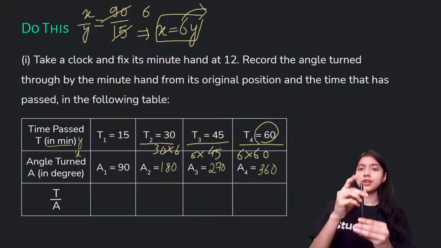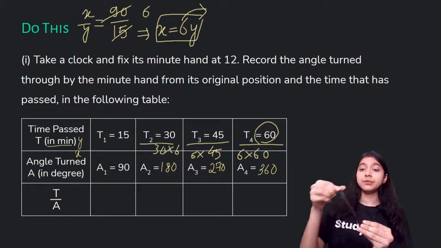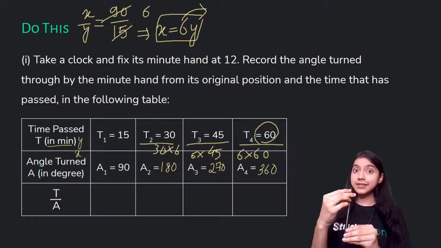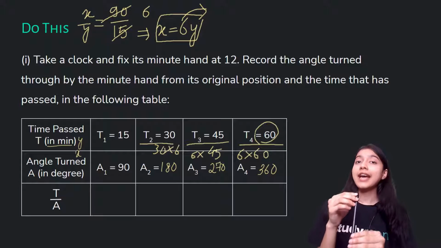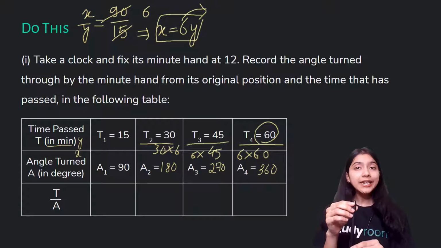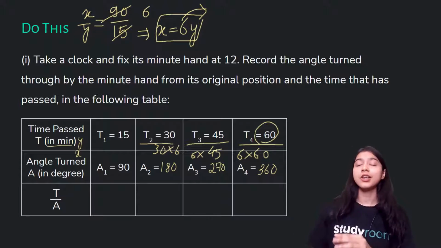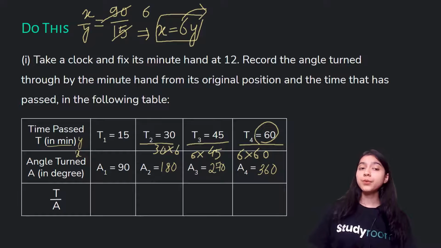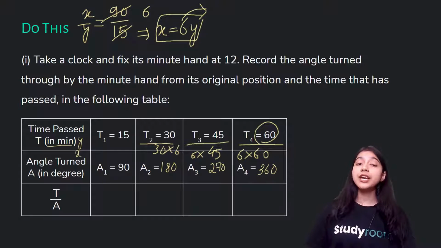Yes, it's obvious, like when the minute hand is covering the entire 60 minutes, that is 1 hour, then the angle turned will be a complete angle, that is 360 degrees. So this was an example of direct proportion. Now another thing we have to do is to calculate this ratio of t by a. t is the time passed and a is the angle turned. So we have to calculate it.